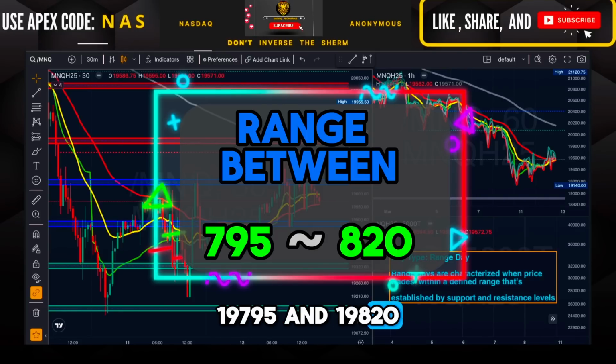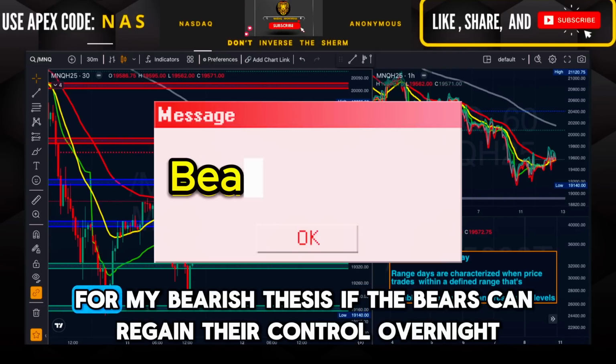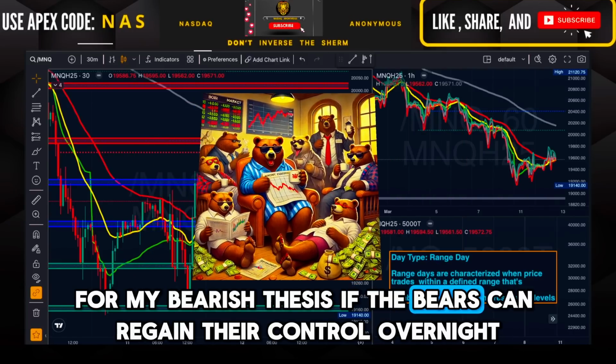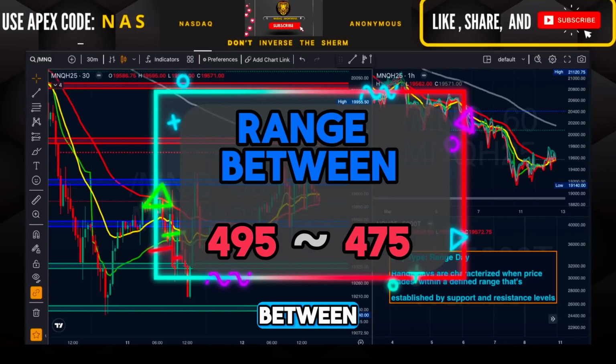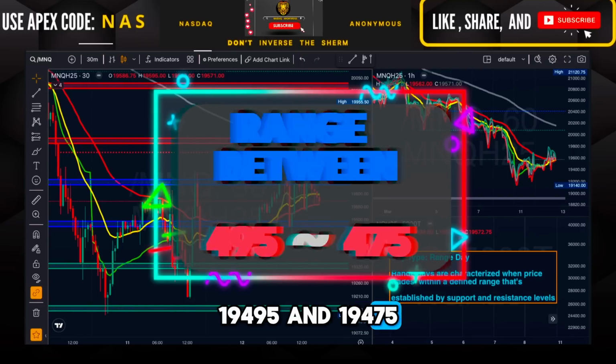But if they fail to regain control, then I'll be watching the reaction when price trades within a range between 795 and 820. However, for my bearish thesis, if the bears can regain their control overnight, then I'll be watching the reaction when price trades within a range between 495 and 475.